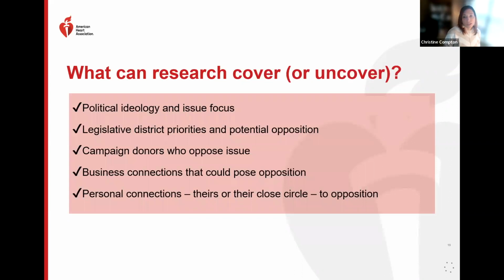So what can the research cover or uncover? So again, political ideology and issue focus, legislative districts and priorities, possible potential opposition, campaign donors who might oppose the issue, business connections that could pose opposition, and then those personal connections and what is that circle like?